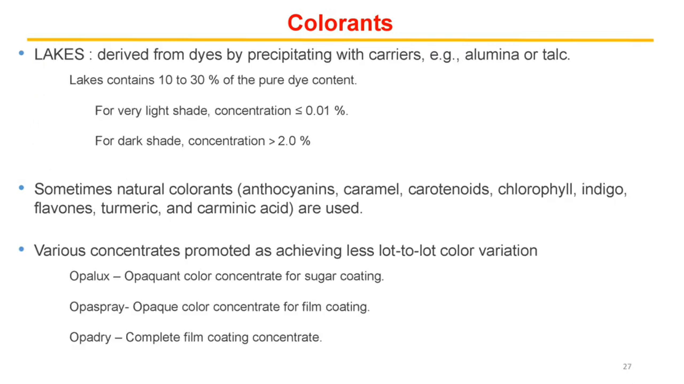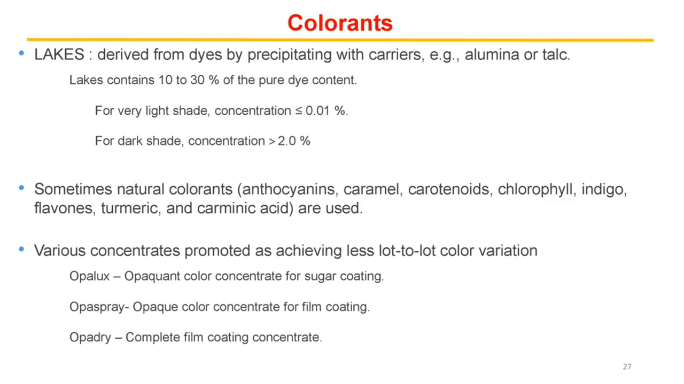26. Colorant lakes, derived from dyes by precipitating with carriers, for example, alumina or talc. Lakes contain 10 to 30% of the pure dye content. For very light shade, concentration less than or equal to 0.01%. For dark shade, concentration 2.0%. Sometimes natural colorants, anthocyanins, caramel, carotenoids, chlorophyll, indigo, flavins, turmeric, and carminic acid, are used.